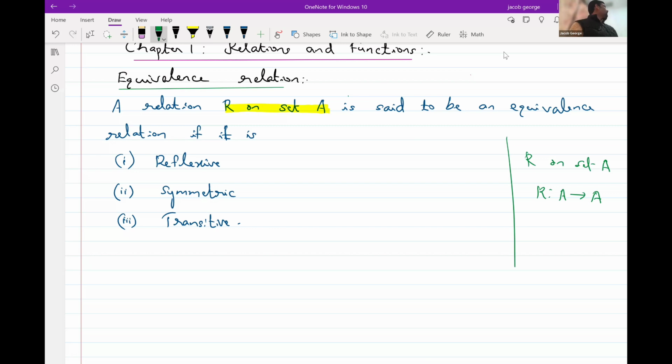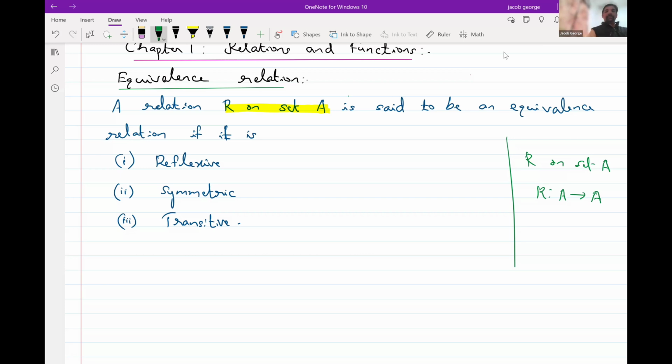Reflexive means for every element, its reflection must be there. What do you mean by reflection? You look at the mirror in the morning, right? What do you see? You see yourself, not another person. That is your reflection. That is called reflexive. 1, its image will be 1 itself. 2, its image will be 2 itself.